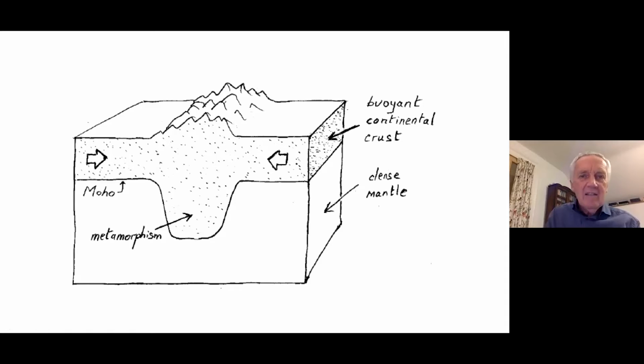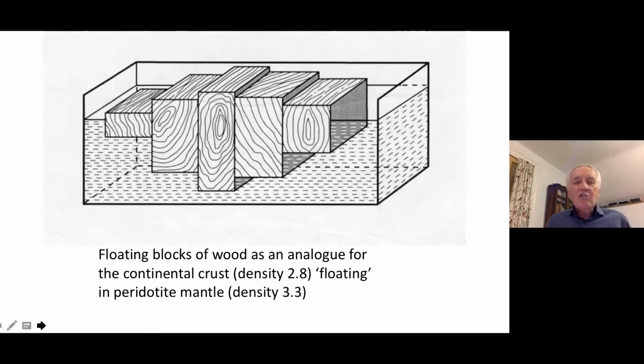And that's perfectly possible because the crust sits, as it were, floating in the mantle, and it can be imagined to be like this analogue here of wooden blocks floating in water. The deeper down they stick into the water, the higher up the top floats above the water surface. So this is like the crust floating in the mantle.